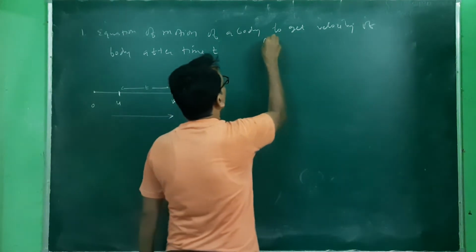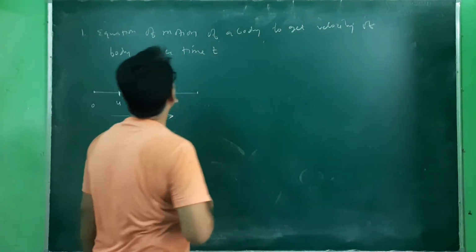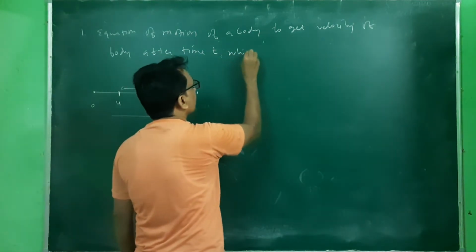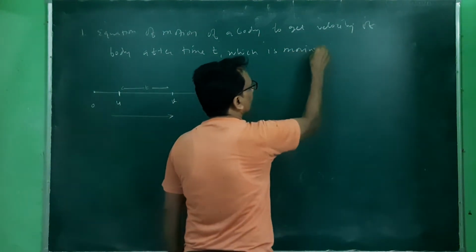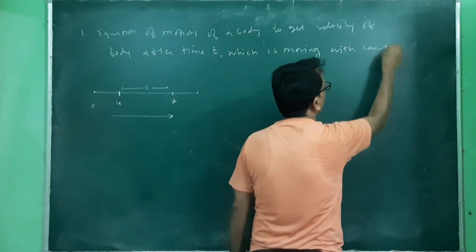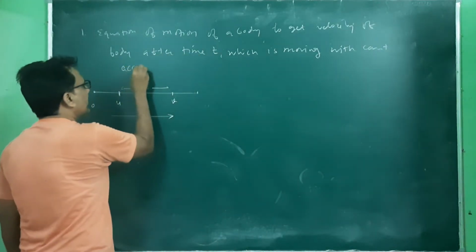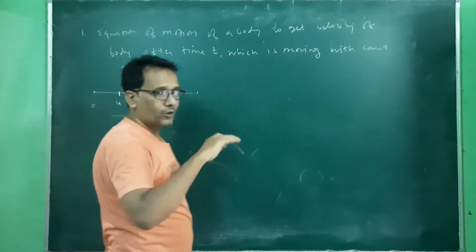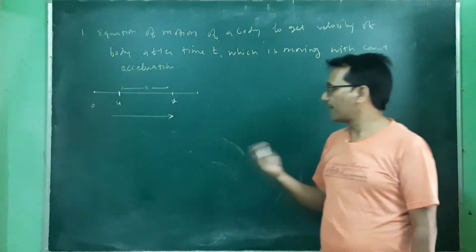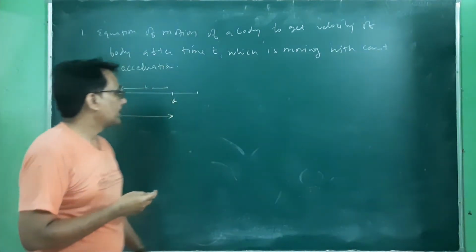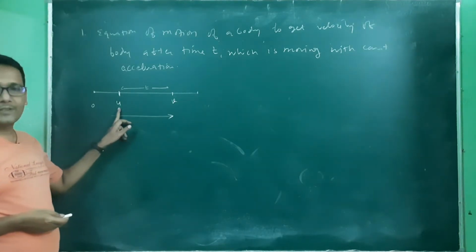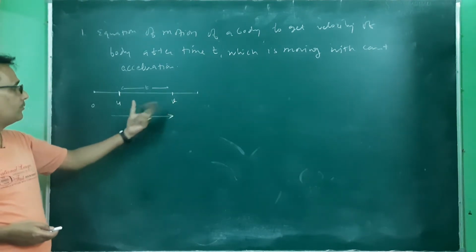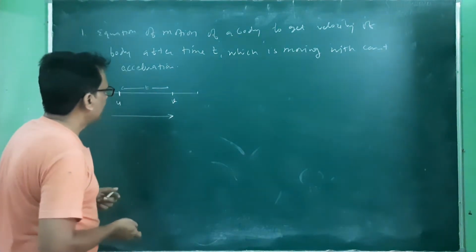So this is the equation of motion of a body to get the velocity of the body after time t, which is moving with constant acceleration. Every time we will take the acceleration as constant. We have to calculate the velocity, displacement, and other parameters. The initial velocity is u, and after time t its velocity becomes v. Then we have to formulate the relation between these parameters.